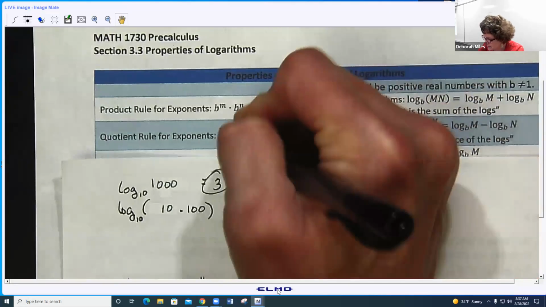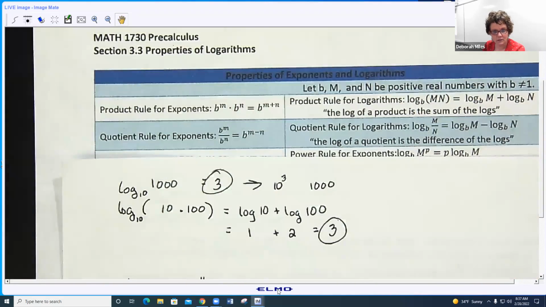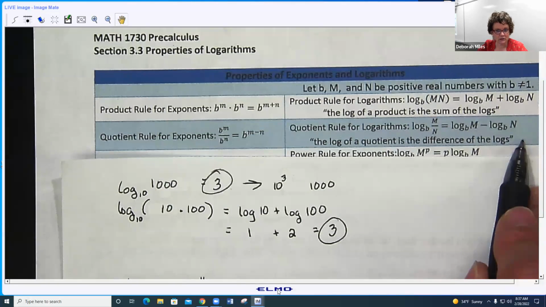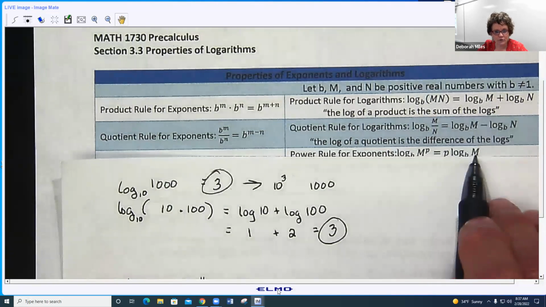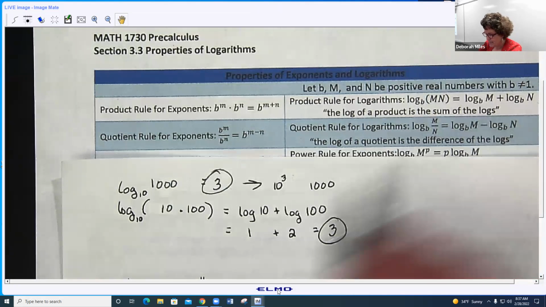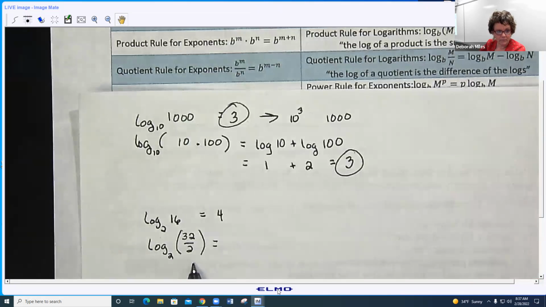The quotient rule for logarithms says when you have the log of a quotient, you can write it as the difference of 2 logs. The log of a quotient is the difference of the logs. If we take that same problem, this is the log of a quotient, and 32 divided by 2 is 16. So we're just working this problem a different way.